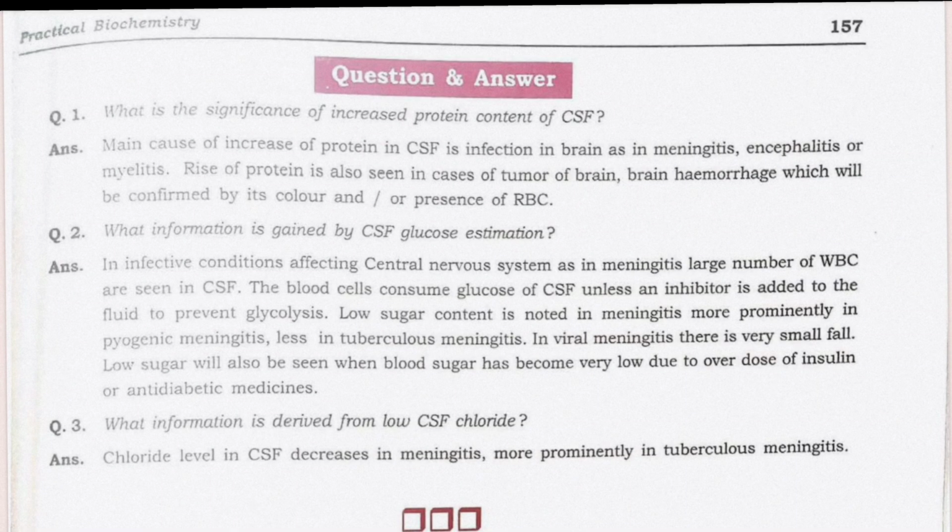What information is gained by CSF glucose estimation? What information is derived from low CSF chloride? Chloride level in CSF decreases in meningitis, more prominently in tuberculous meningitis.